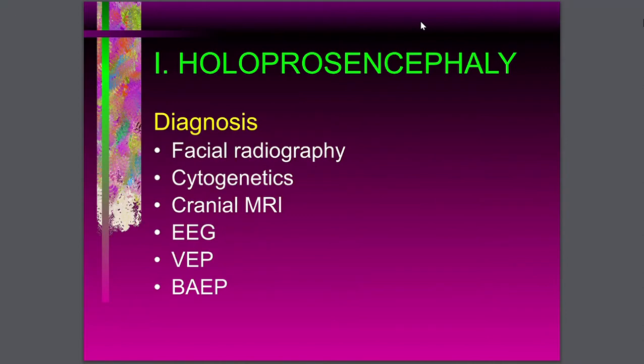So diagnostic tests or examinations. So you may request an X-ray of the face. You may request cytogenetics to identify some chromosomal abnormalities that may be associated with holoprosencephaly. You may request a cranial magnetic resonance imaging, electroencephalography if there are associated seizures, and if there are visual problems because you have midline facial abnormalities. So you may request as well visual evoked potentials and brainstem auditory evoked potentials. No? Next slide, please.